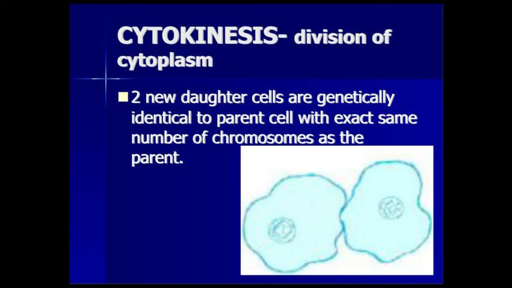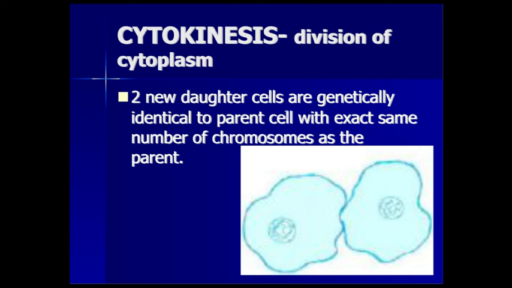The last stage of cell division has to be the cell splitting apart. So PMAT, prophase, metaphase, anaphase, and telophase are part of mitosis. Cytokinesis is separate from mitosis, but it is part of the cell cycle. I know that sounds confusing, but it is what it is. Cytokinesis means division of cytoplasm. Cyto means cell, kinesis means movement or division. So division of cytoplasm.